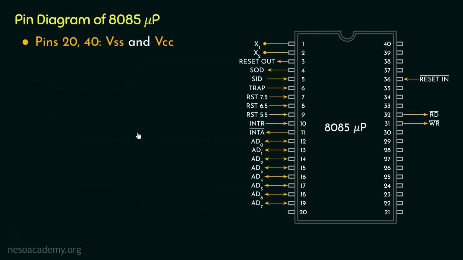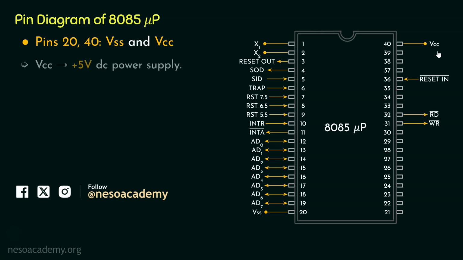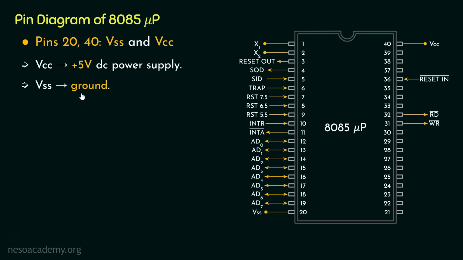Let's now learn about the next two pins, 20 and 40. Pin number 20 is VSS, whereas pin number 40 is VCC. Now, any integrated circuit must have one voltage input and one ground connection. Therefore, for 8085 microprocessor, since it is an integrated circuit, the same should be applied. Now the pin number 40, that is VCC, means the plus 5 volt DC power supply. Whereas the pin number 20, that is VSS, is the ground connection. Without these two, this particular IC can never function.